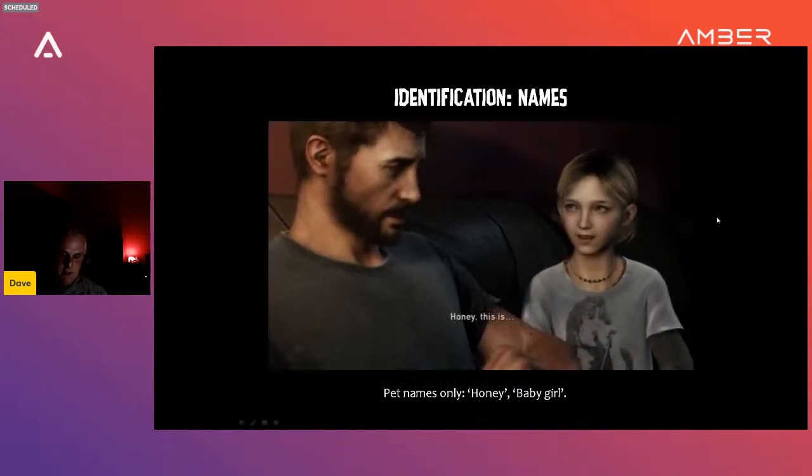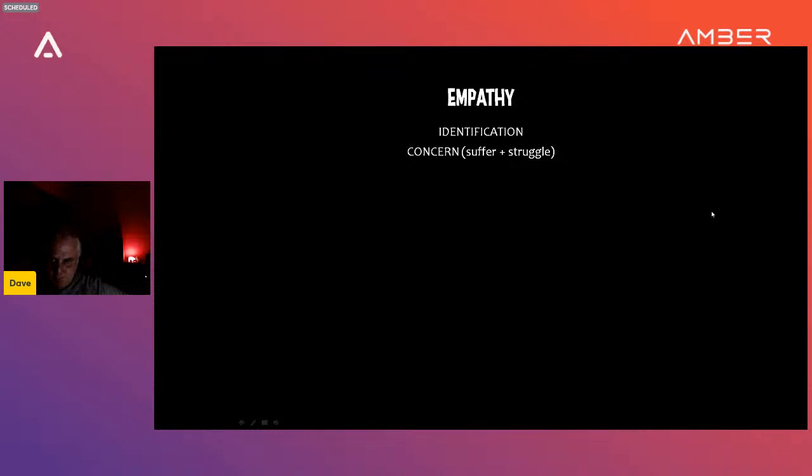We're introduced to Sarah as honey baby girl. I like that. That's much more intimate rather than Joel calling her Sarah. And we don't actually learn Sarah's name for a couple of minutes, but that helps with identification.